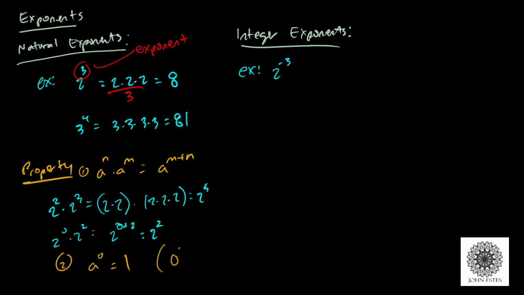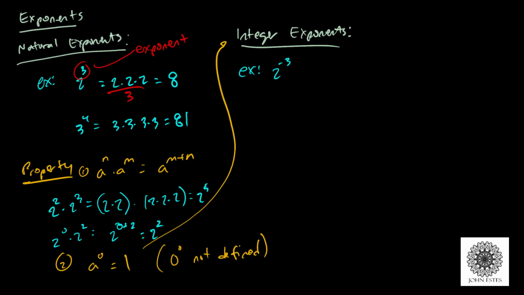I should note that 0 to the 0 power is not defined. Okay, you can't do that. But anything else to the 0 power gives you 1. And so that's actually the first part of my integer exponents here, right? Because 0 is an integer. But what about a negative power? So the negative powers get introduced.